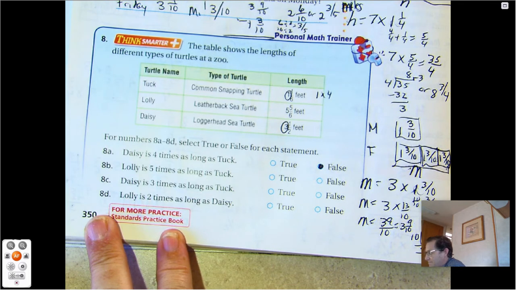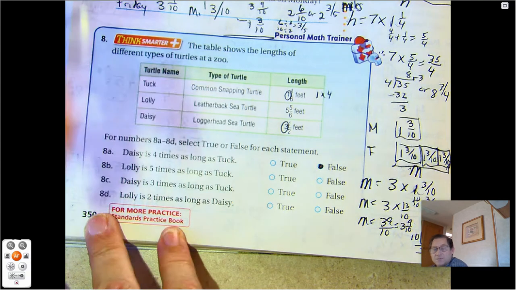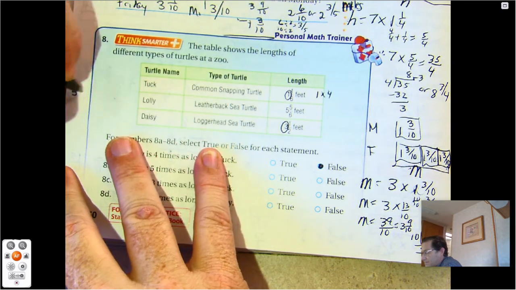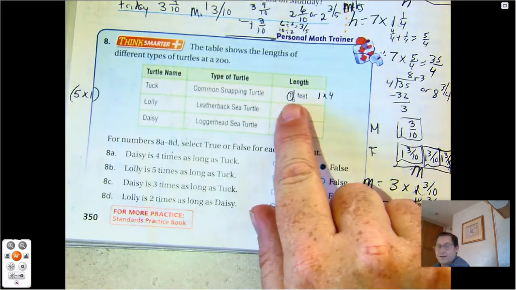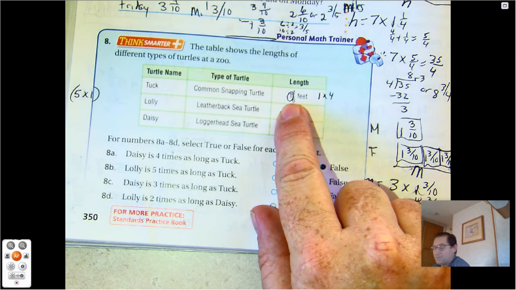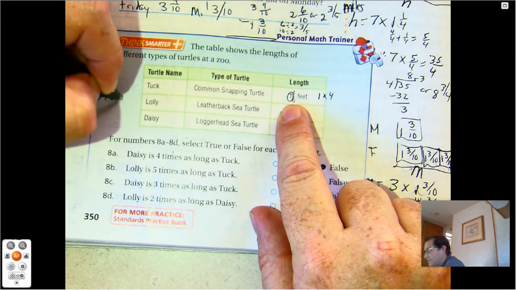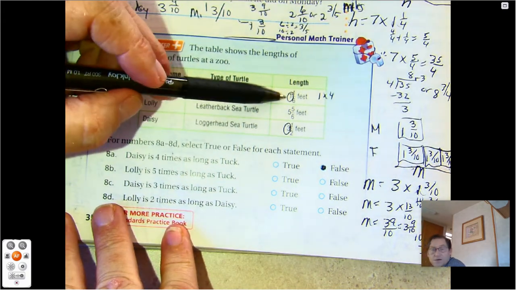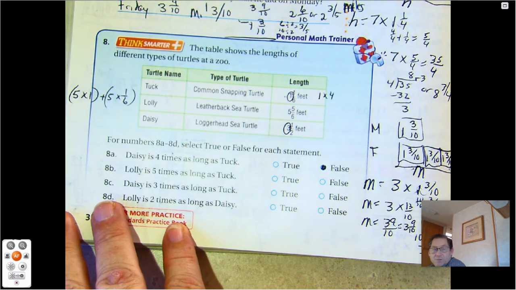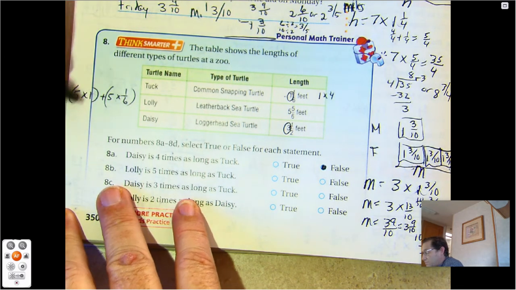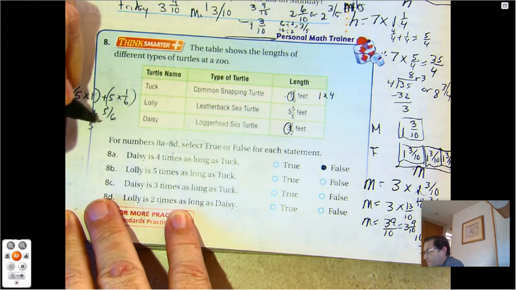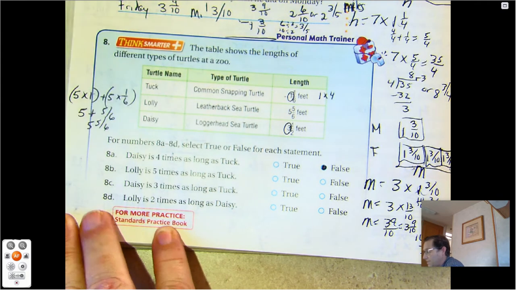Lolly is 5 times as long as Tuck. Well, that's possible. Let's see, 5 times 1. We're going to split this up: 5 times 1 plus 5 times 1/6. Remember, we can break apart the fraction just like we do any other multiplication problem. So 5 times 1 is 5 plus 5/6. 5 5/6. That's what Lolly is. So yes.